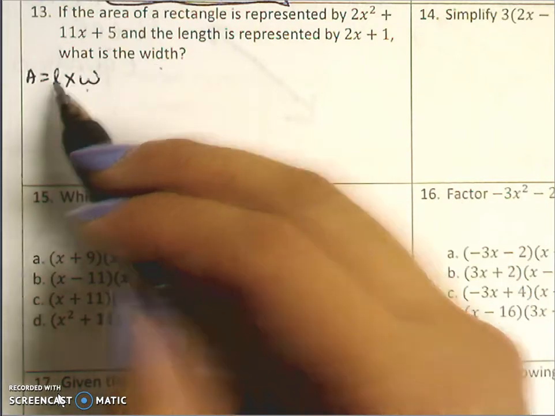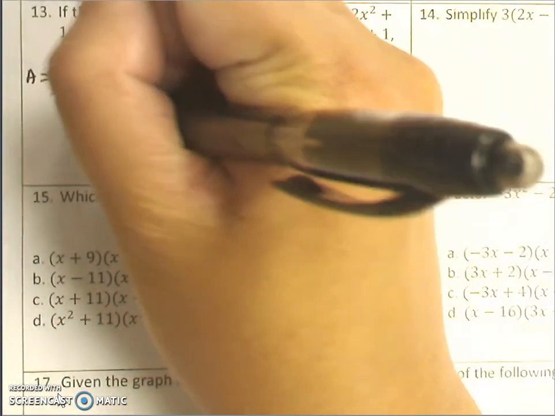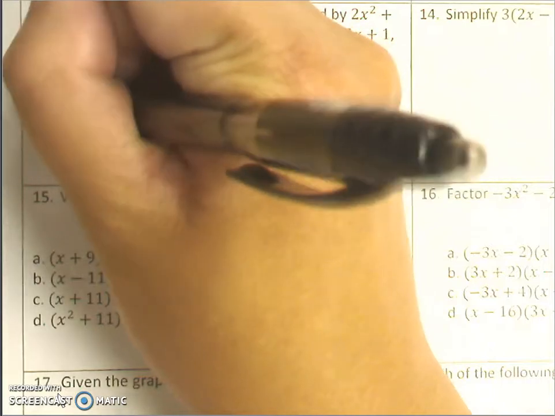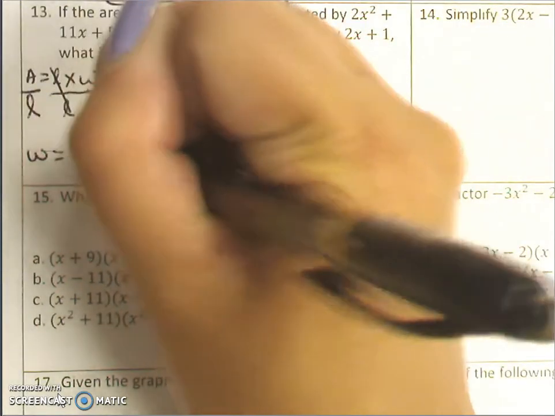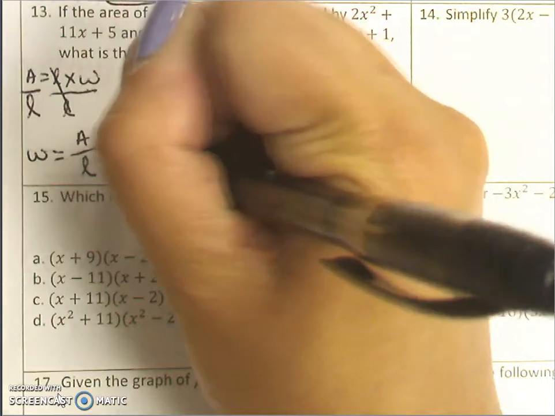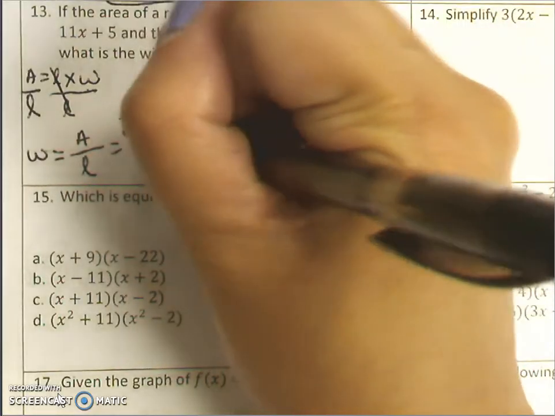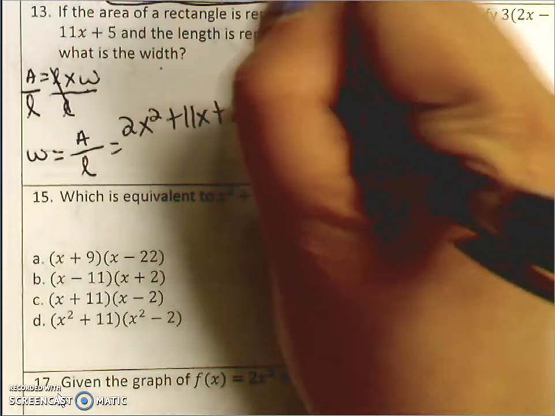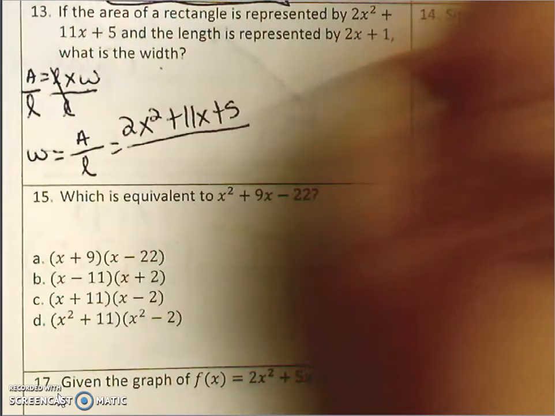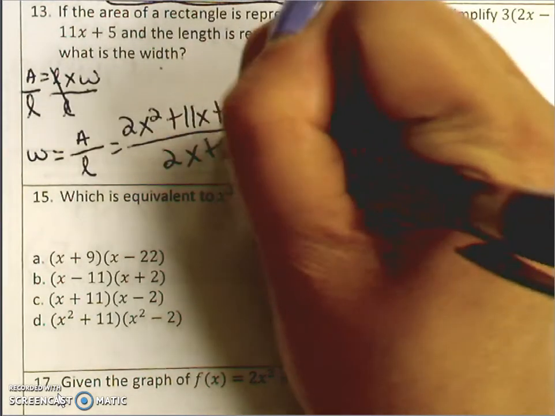So instead of multiplying by the length, I'm going to divide both sides by the length. That will cancel. So that means in order to find the width, I'm going to take the area divided by the length. And I know area is 2x squared plus 11x plus 5 divided by 2x plus 1.